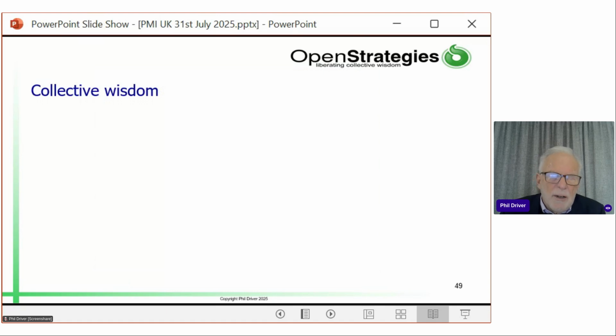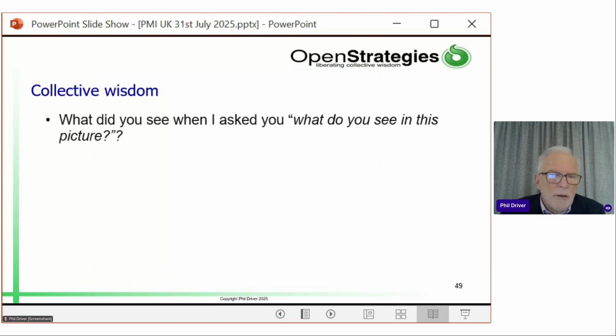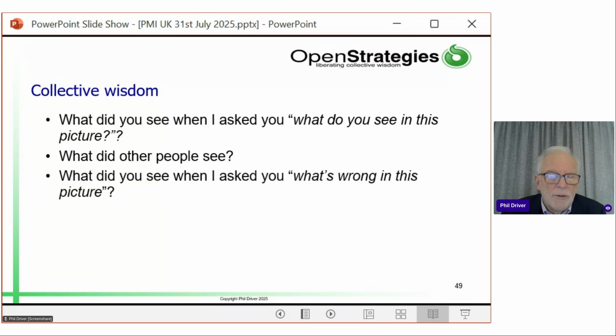So this comes down to what I call collective wisdom. If you're working with a lot of stakeholders, you've got to ask the right questions. So what did you see when I said, what do you see in the picture? A lot of people say, I saw a pretty picture, but that wasn't the full story. What did other people see? What's wrong in this picture? It triggered a different brain process.